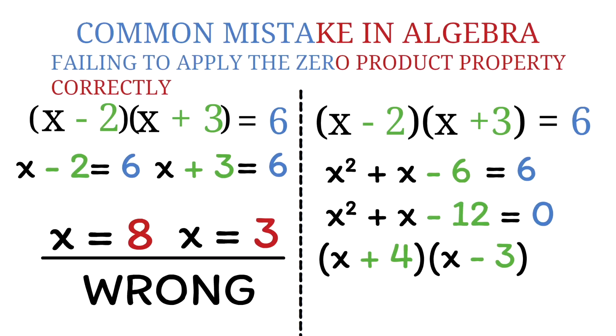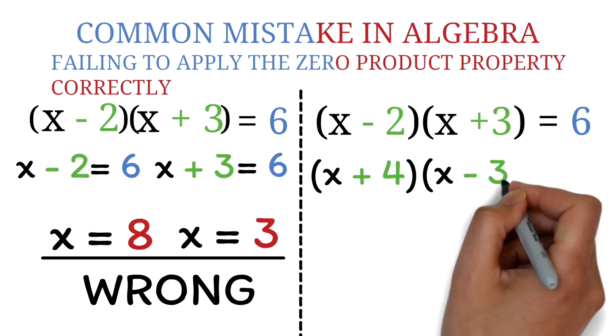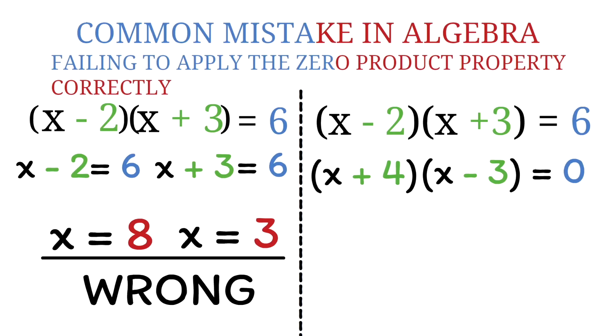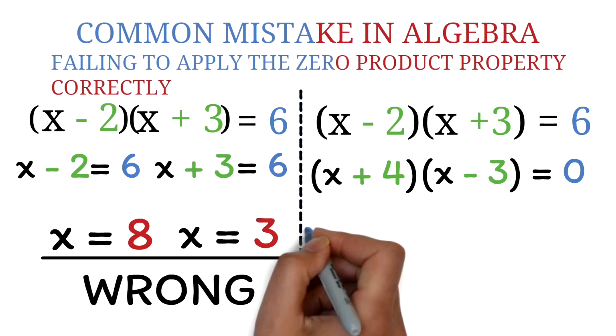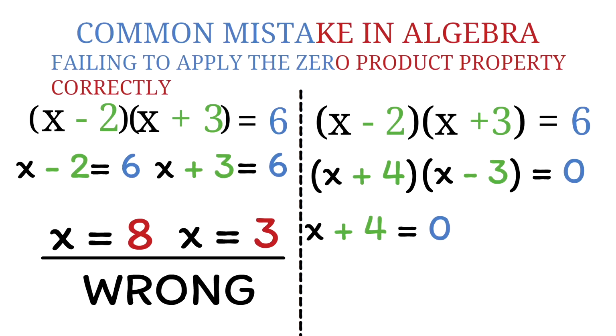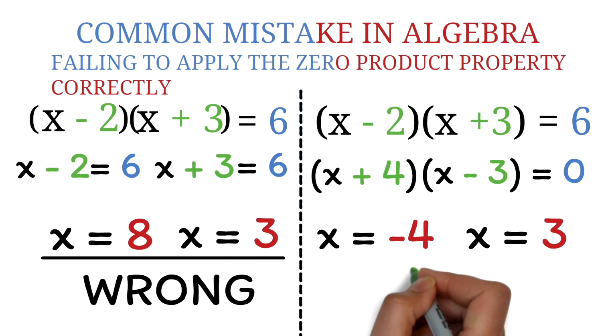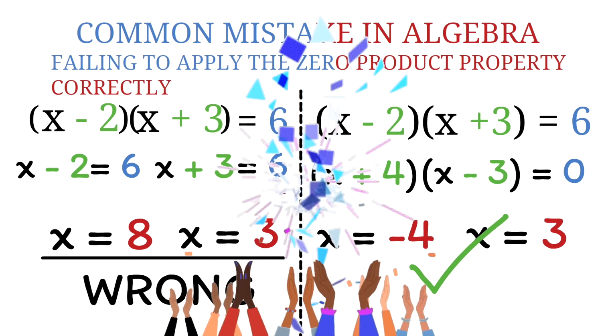So we have the expression (x plus 4) times (x minus 3) equals 0. Now here we can apply our zero product property rule, since we have our factored form on our left side, and the entire expression equals 0 on our right side. So we equate x plus 4 to 0, and equate x minus 3 to 0. When we solve for x in both equations, this becomes x equals negative 4 and x equals 3, our correct and final answer.